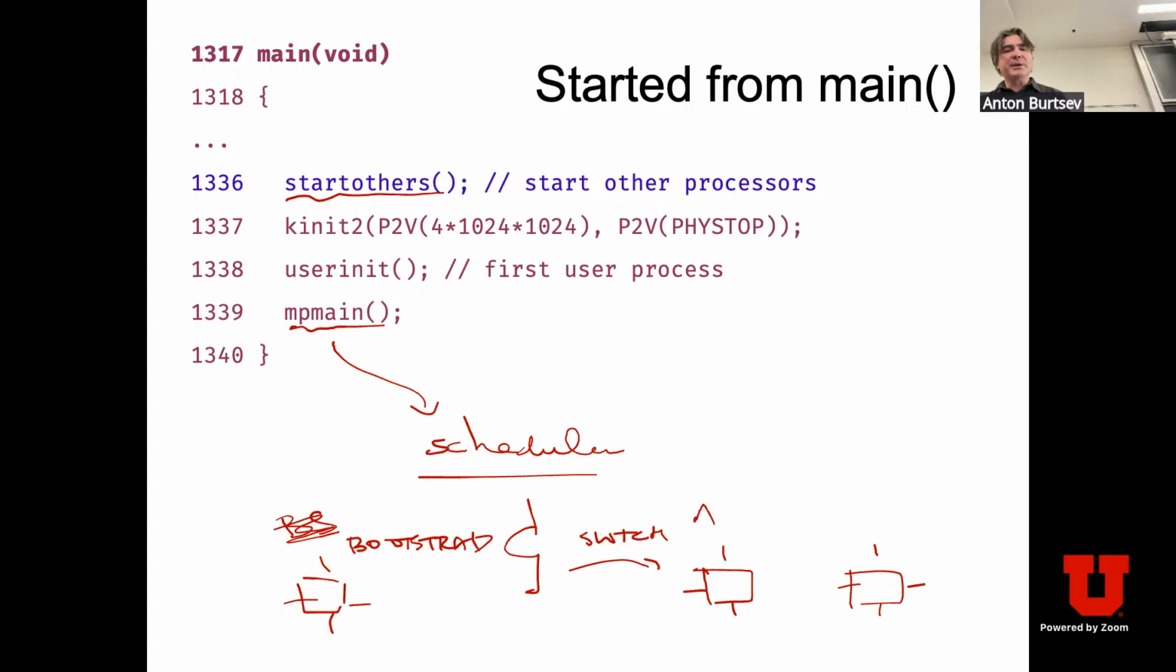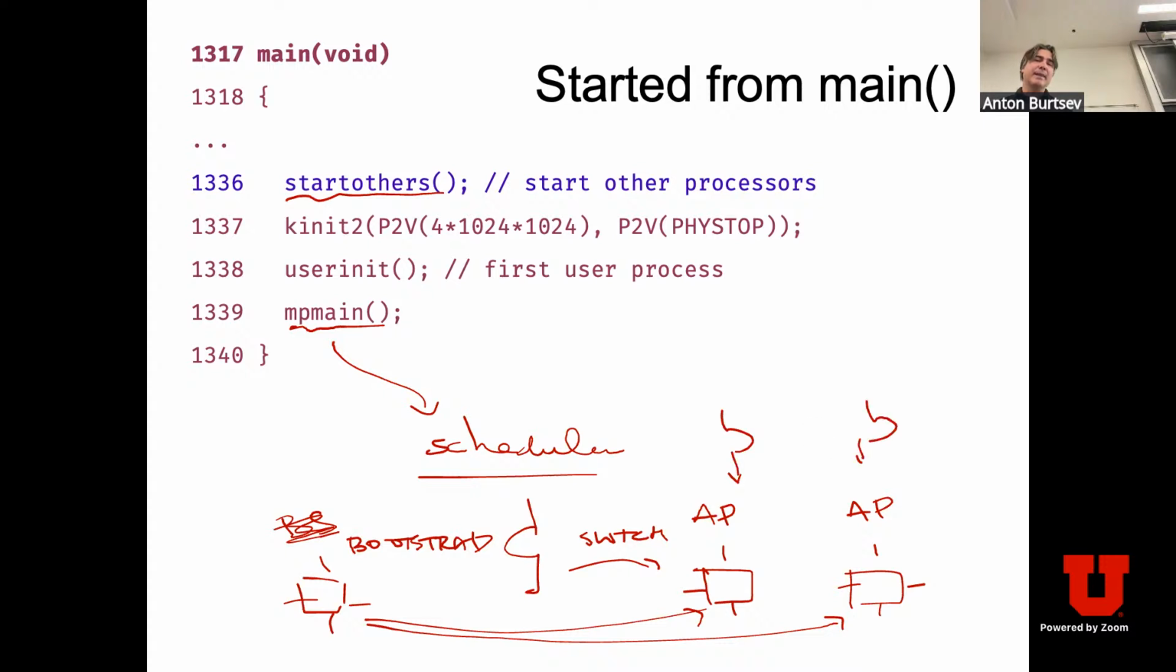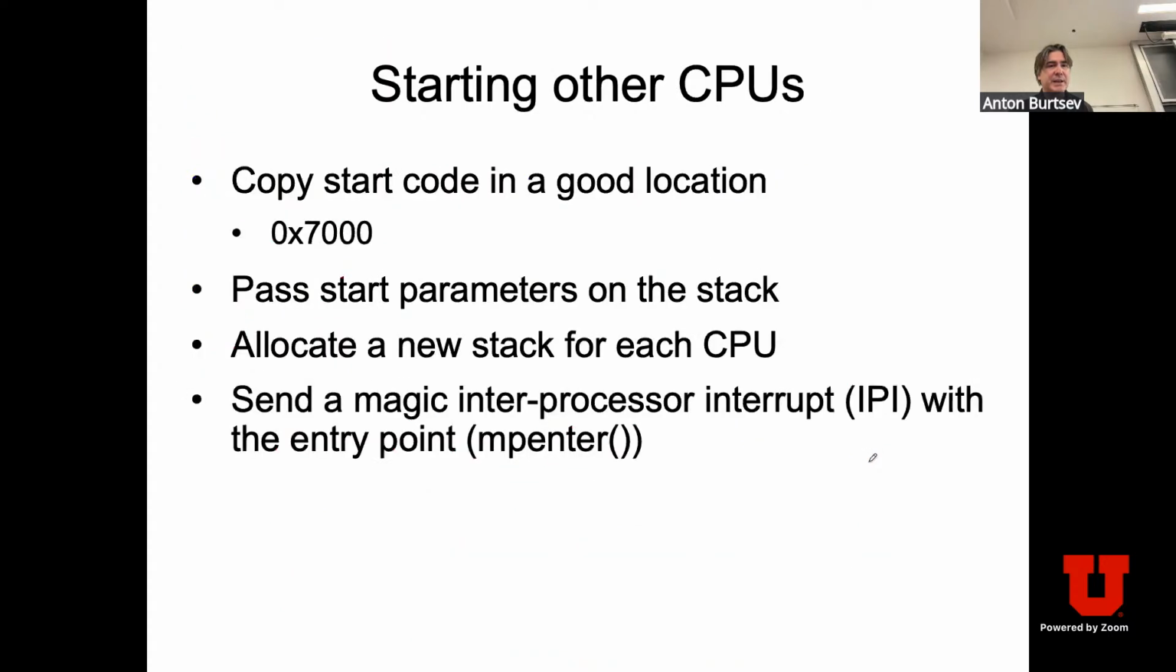All other CPUs are called application processors. They're sitting in some kind of a waiting state. Despite the fact that they ran for a little bit, BIOS left them in a state in which nothing is running, and all of them are waiting for a special magical interrupt. This function, start others, will eventually send those interrupts to all of these CPUs, and they will start running something. Not surprisingly, all of them will start running the scheduler, because we want to schedule processes on all CPUs. So start others is the function which does it.